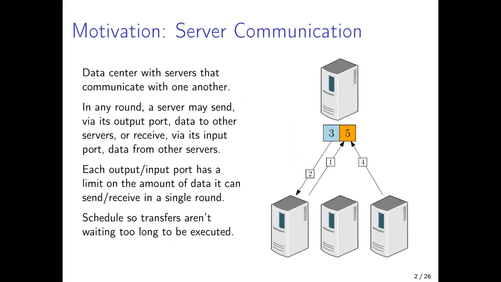We first motivate our problem with the following example. Suppose we have a data center with servers that communicate with one another. In each round of communication, say every minute, a server can send some data to other servers via its output port and receive data from other servers via its input port. Each output port, shown in blue in the figure, has a limit on the amount of data it can send, in this case, say 3 gigabytes.